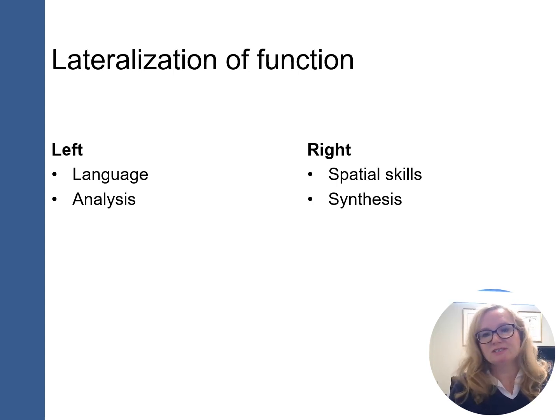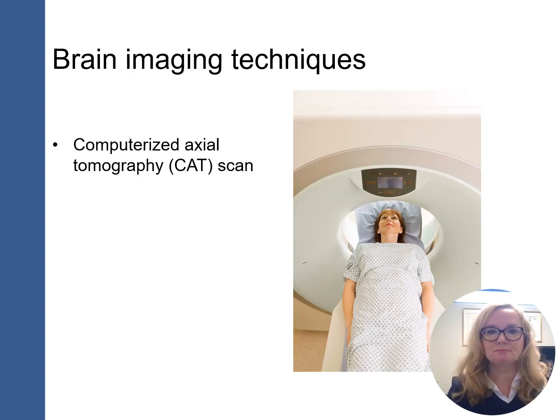Even just lateralization of function, as you know, the corpus callosum helps connect the right side and the left side of the brain. And part of that communication is that some analysis is happening primarily on one side, like language analysis on the left, spatial synthesis on the right. So understanding how the brain is functioning for these various skills is useful.